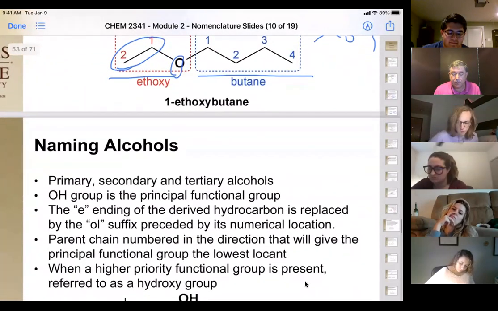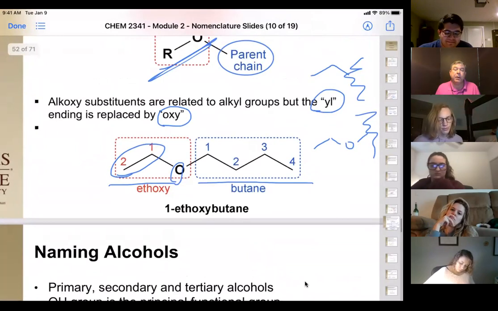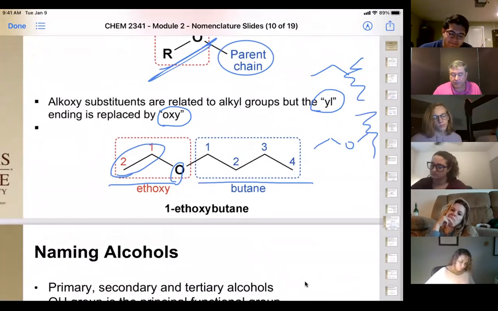Okay. And if we had a common name, all we do is name the 2 different branches. So it'd be ethyl butyl ether. But I don't think that's in the book, so don't worry about that one.